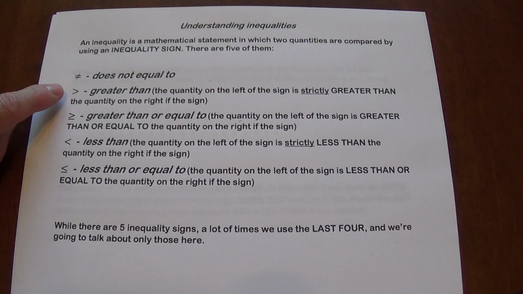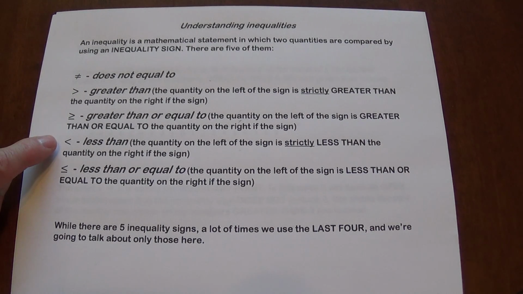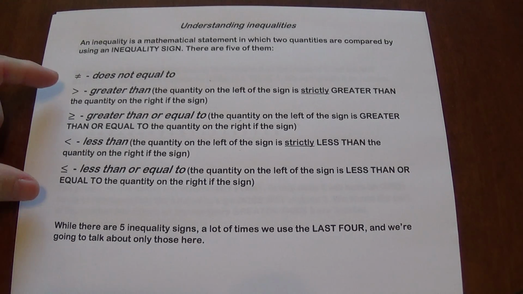This one is called greater than, when the quantity on the left is going to be greater than the quantity on the right. This one's called greater than or equal to. This one is less than. Quantity on the left is going to be less than the quantity on the right, and this one's less than or equal to. So there are 5 inequality signs, but a lot of times we deal with only the bottom 4. We're now going to look at the first one in this video.